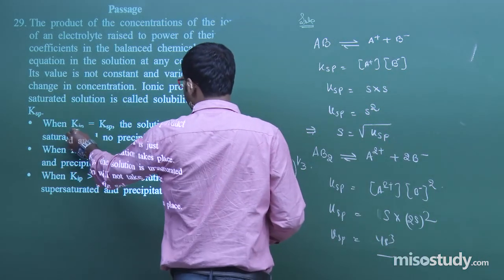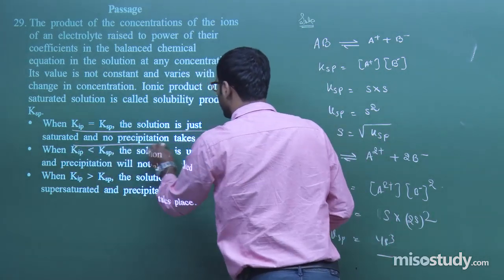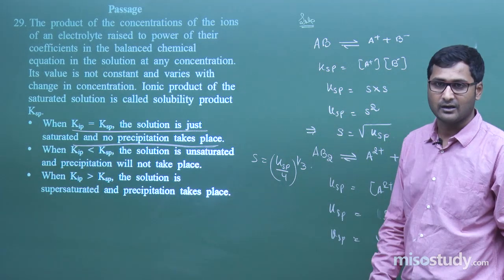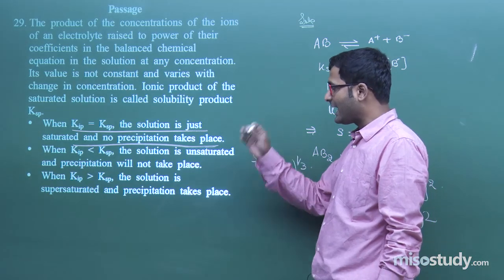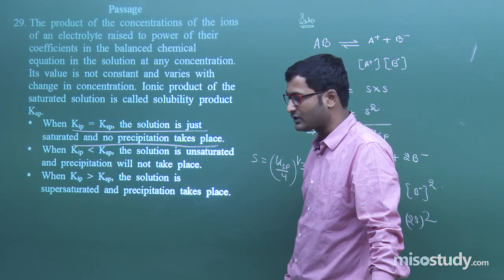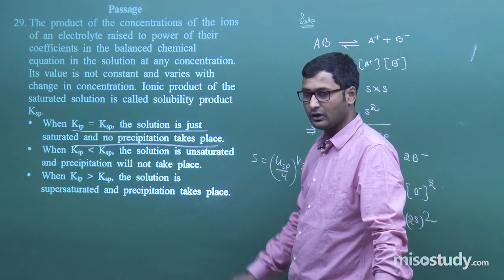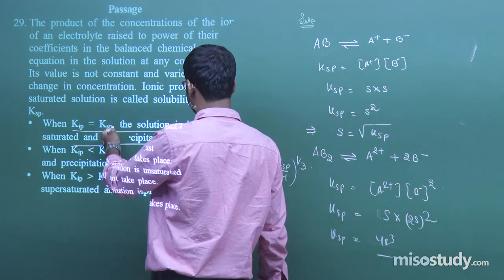Now there is a relation. If KIP is equal to KSP, then the solution is just saturated and no precipitation takes place. Again, I am repeating, if KIP is equal to KSP, then the solution is just saturated and no precipitation takes place. This is the ionic product and the solubility product.